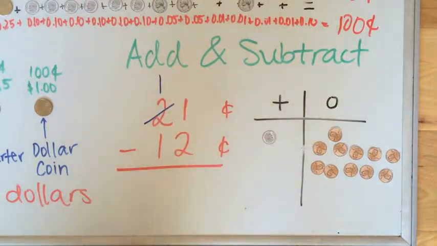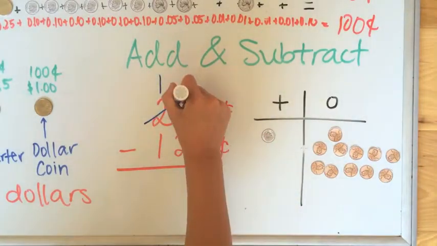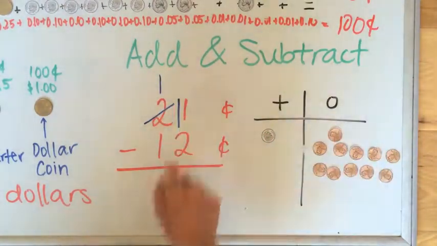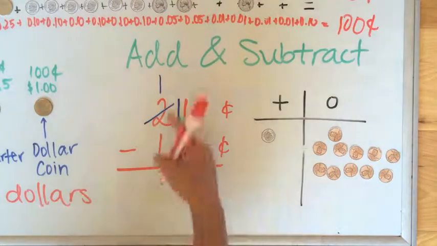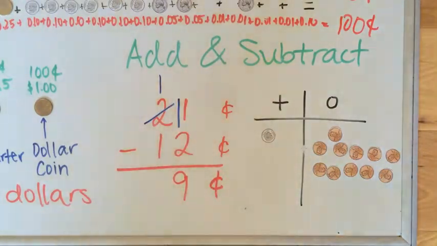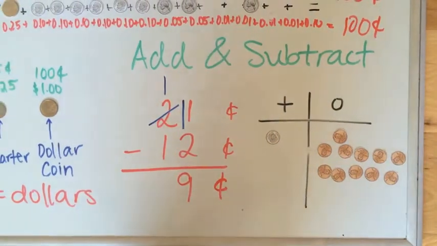So now there's only one dime in the tens place, but there's 11 pennies in the ones place. And now if we subtract 2 from 11, we get 9 cents. And 1 minus 1 is equal to 0, so the outcome is 9 cents.